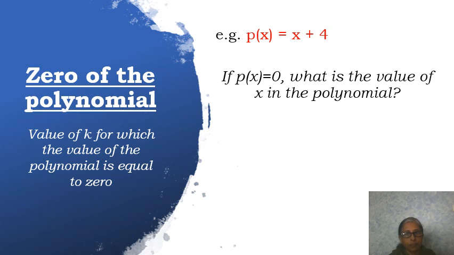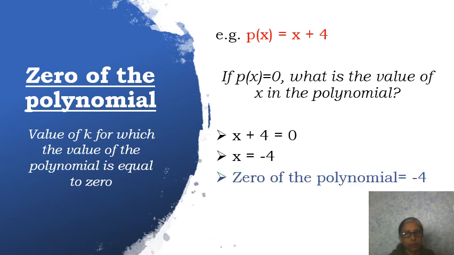What is it that you have to find out? We have to find out the value of x when p of x is equal to 0. P of x is nothing but the polynomial. So x plus 4 can be equated to 0 because you are going to find out the value of x for which the value of the polynomial is 0. So equate it to 0, you will get x plus 4 is equal to 0. Therefore, x is equal to minus 4. So what is the value of x for which the value of the polynomial is 0? That is minus 4. So what can you say? Minus 4 is the 0 of this polynomial. Okay, is that clear?